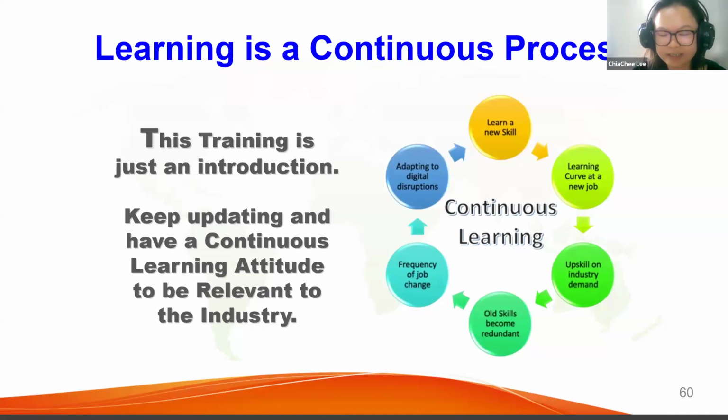So, let me recap. 左边 left, 右边 right, 前面 front, 后面 back or behind. Put some effort, 对面. Next to each other, 旁边. So this training is like a simple introduction to the directions. I hope you enjoy it. Do keep updating because there are more directions than what we think, like north, south, west, and so on. And let's have this continuous learning attitude in order to be relevant to our industry.